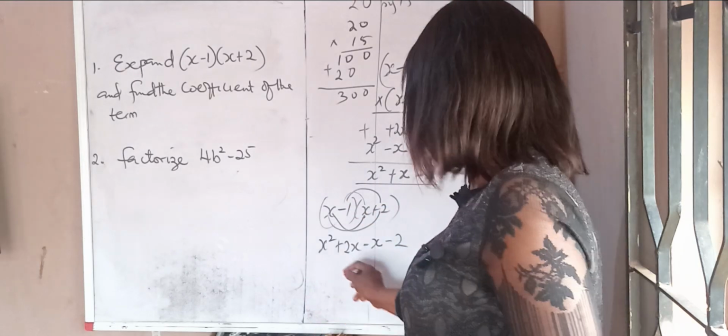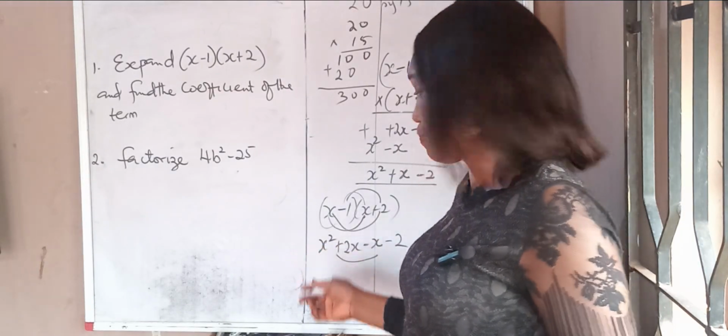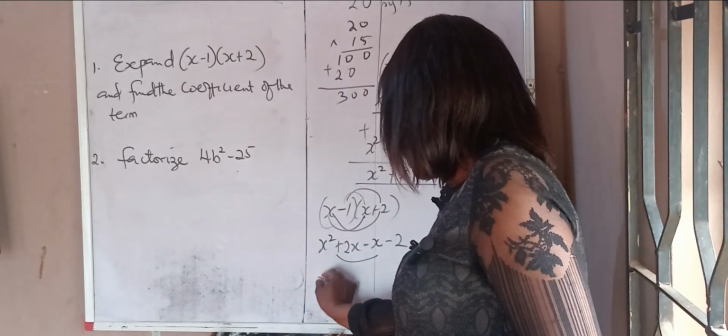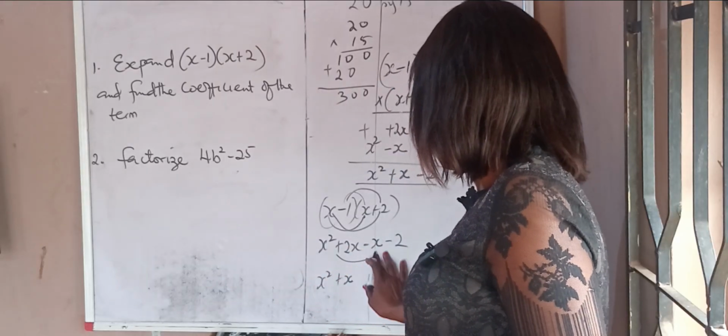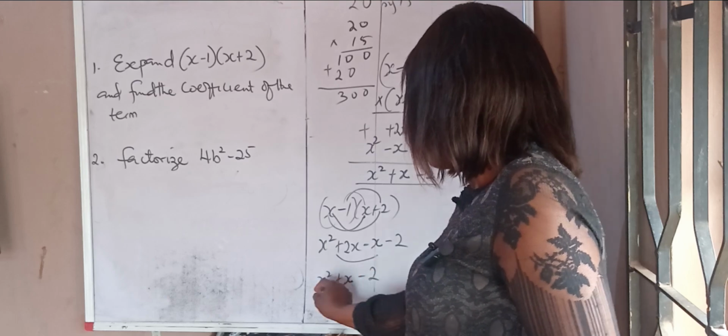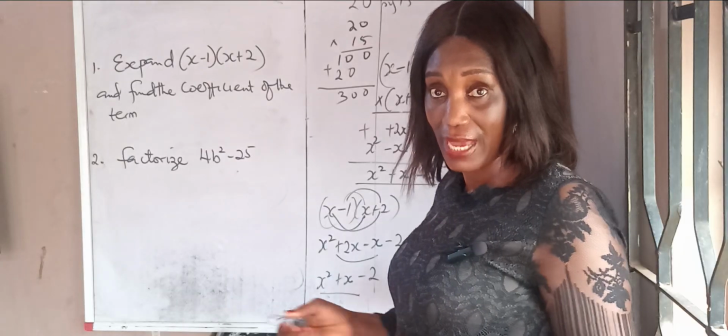What are we seeing? You can see that they are already in their terms. So I'll bring down x squared, plus 2x minus x will give us plus x. Then bring down minus 2. As you can see, they have the same answer.